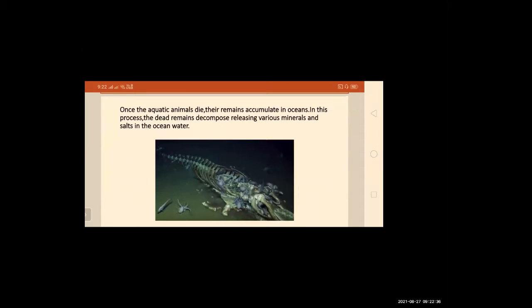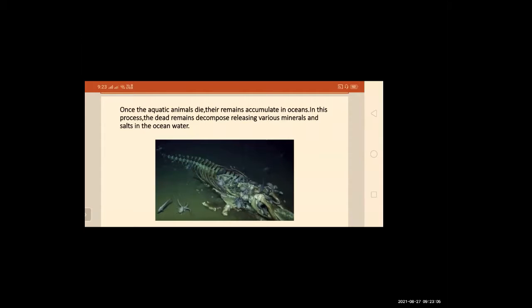We know that there are different types of animals or living creatures living in the water, in the ocean water. But what happens if the animal dies? If the aquatic animal, meaning the animal which is living in the water, is called an aquatic animal.